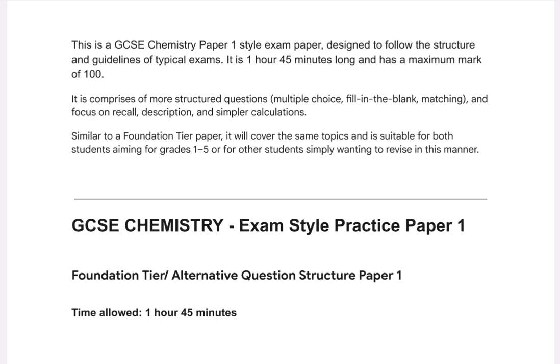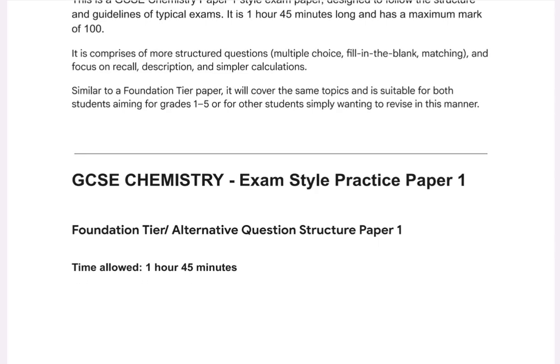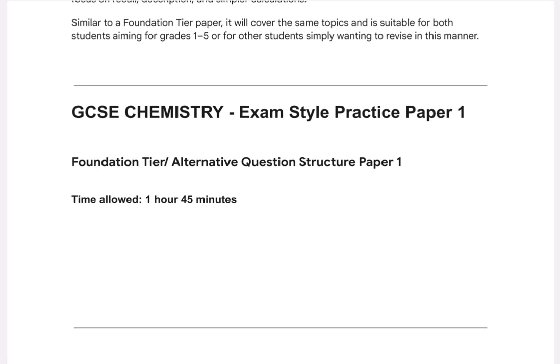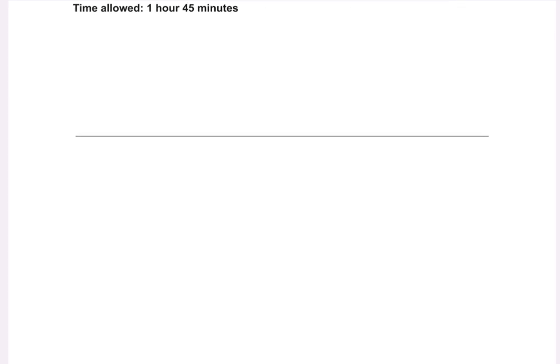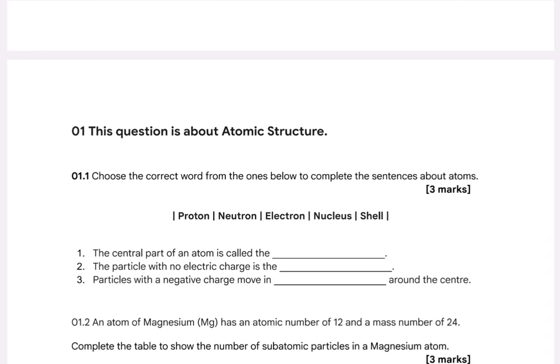It's going to be focusing on more factual recall, descriptions and some slightly simpler calculations. So if you are wanting to sit the foundation tier, this will be really good revision, covering the same topics on paper 1. But also if you're sitting the higher tier, this will be good for some quick fire revision as well. According to the number of marks available, this is an hour and 45, but hopefully we can rattle through this and make it more factual, quick recall type revision. So let's get straight into it with question number 1.